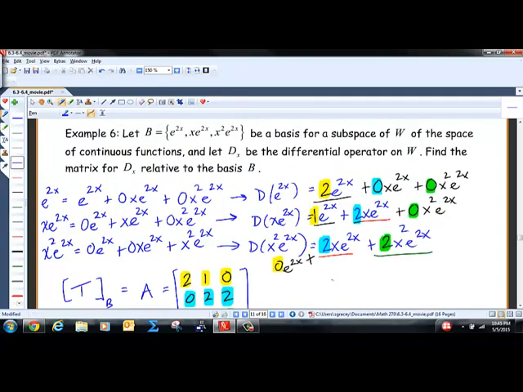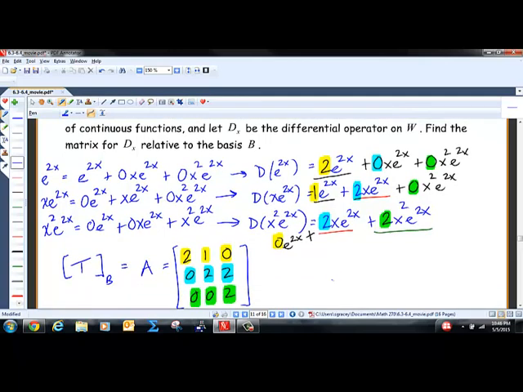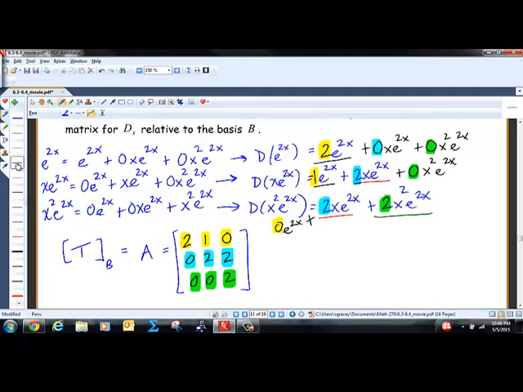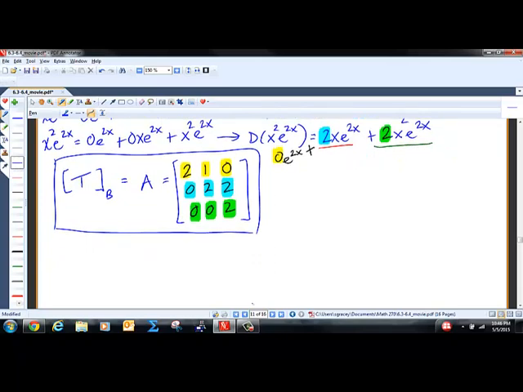So what you have is this first row, if you will, is kind of like the e to the 2x row. The second row is your x e to the 2x row. And then the third row is your x squared e to the 2x row. So that's why you end up getting the matrix that you do. All right? So that guy's done. And so that finishes up the lecture on 6.3.